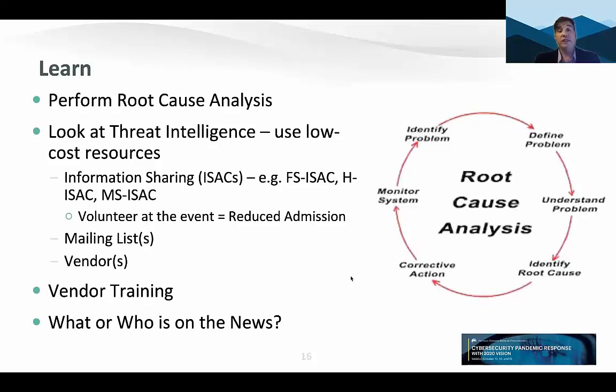Oftentimes, if you volunteer, you get reduced admission. Actually read some of the mailing lists and skim them. I'll put vendors on here because they are a source of threat intelligence. Just make sure that you're looking at it and seeing if it makes sense to you, because you can't always afford vendor training. Of course, if you get it, go ahead and use it. And also, keep an eye on what or who is in the news, because if it happened to someone else and I can learn from it, that means it doesn't happen to me. And I like that. That means I got value, and I don't have to necessarily bring someone in to learn that lesson.